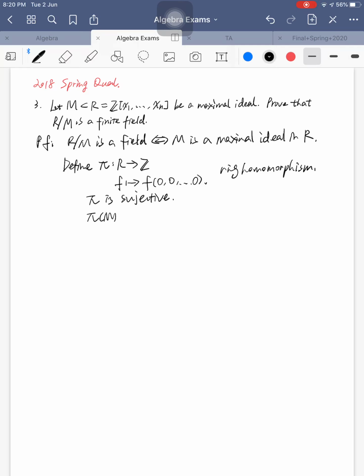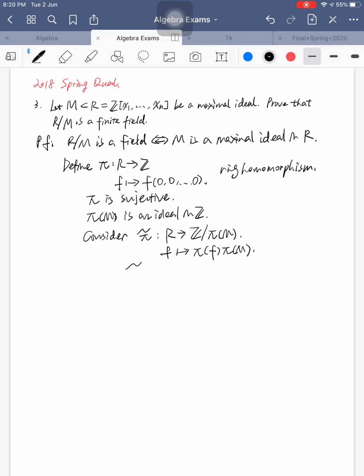So therefore pi(M) is an ideal in Z, so Z/pi(M) is well defined. So we can consider a new map, let's say pi tilde, from R to Z/pi(M), and it sends every f to the coset pi(f) + pi(M). Similar as before, pi tilde is surjective.